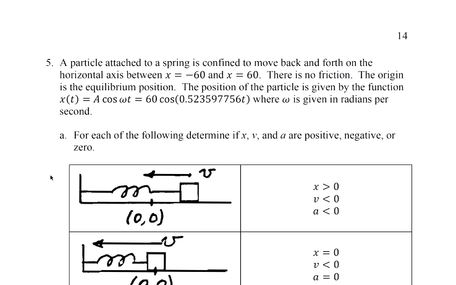Question 5. A particle attached to a spring is confined to move back and forth on the horizontal axis between x equals minus 60 and x equals plus 60. There's no friction. The origin is the equilibrium position. The position of the particle is given by the function x of t equals a cosine omega t, where omega is given in radians per second. For each of the following, determine if x, v, and a are positive, negative, or 0.